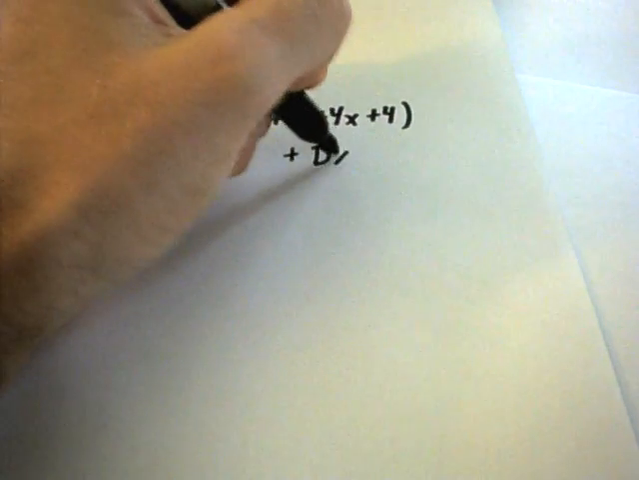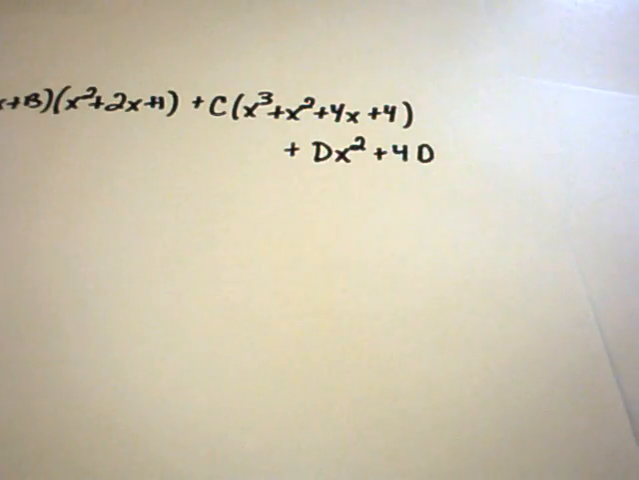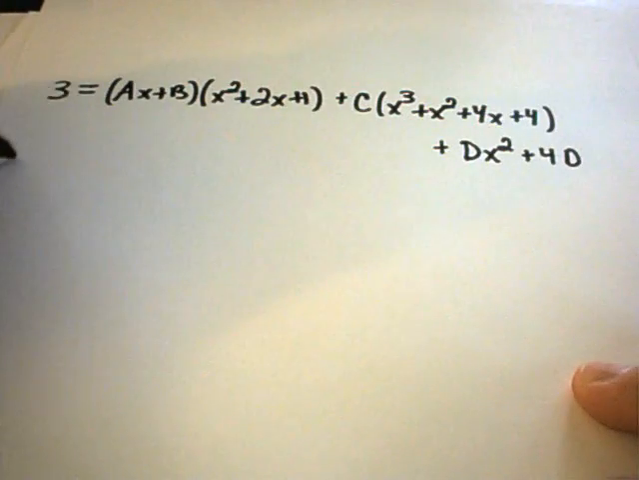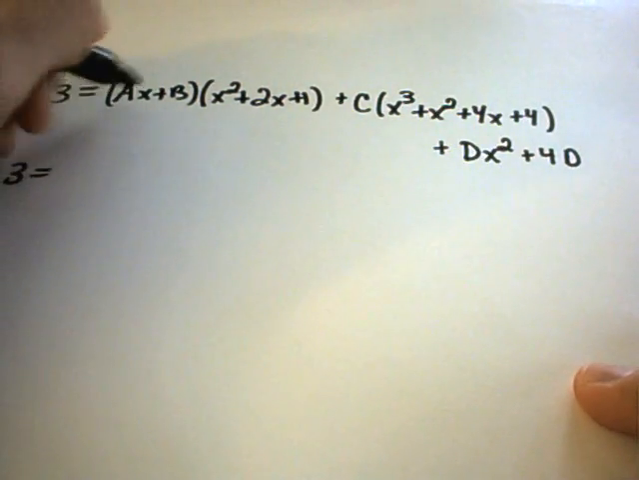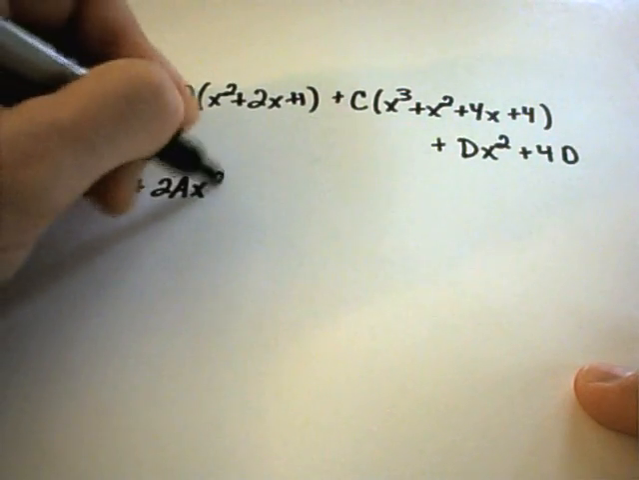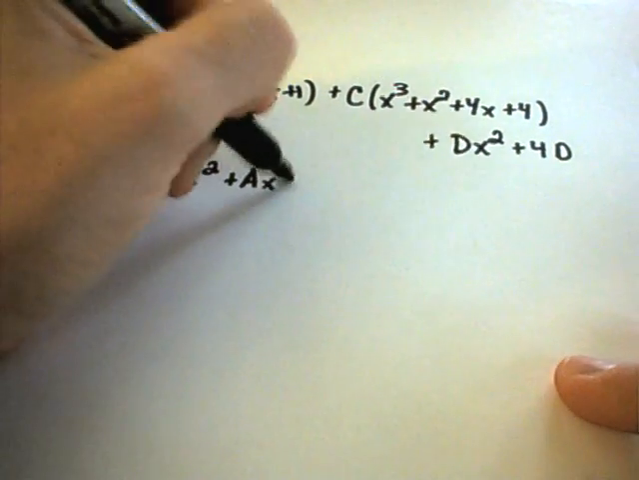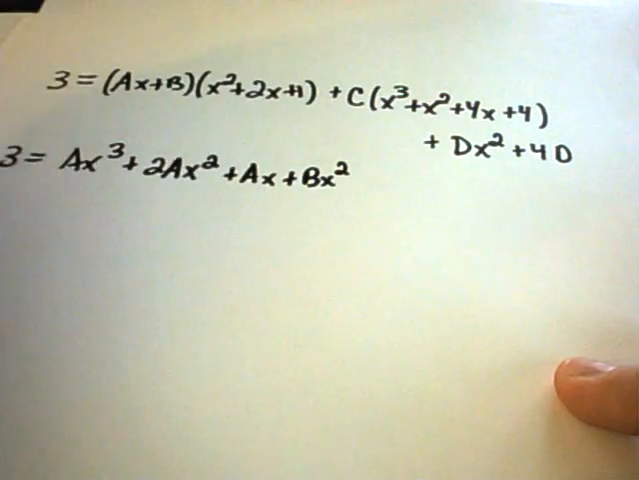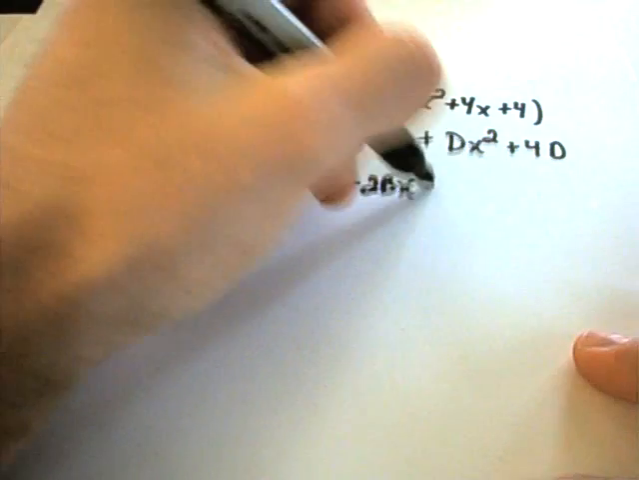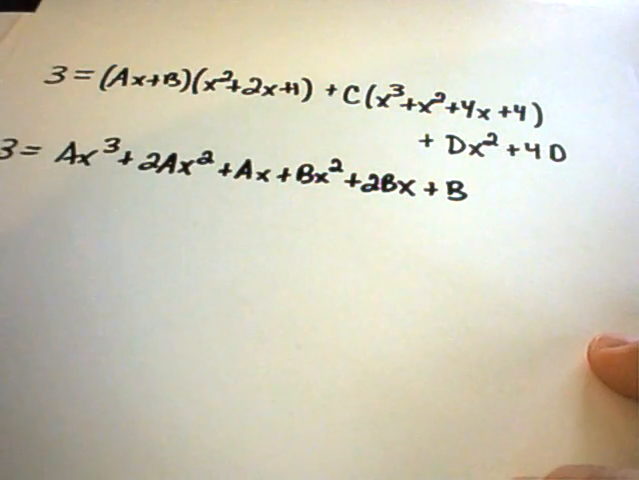So when I multiply it out, I'll get dx^2 + 4d. Okay, sorry, I'm running out of room here. And again, I have to keep multiplying things out. So I'm going to get an ax^3. I'll get a 2ax^2, so I'm multiplying out the first stuff, plus ax. Then I'm going to get a bx^2 term plus 2bx, I hope I don't make any mistakes, plus b. So that's the first term all being multiplied out.